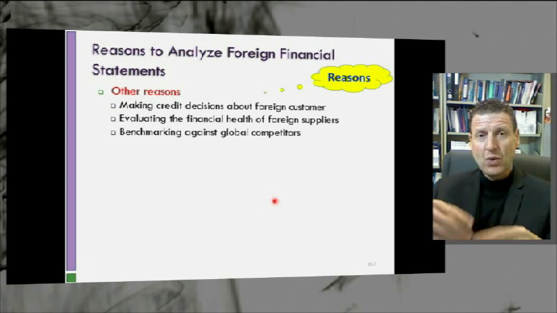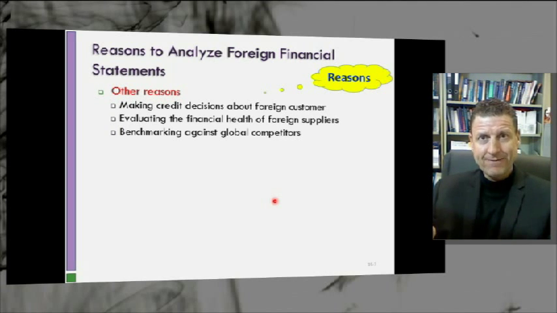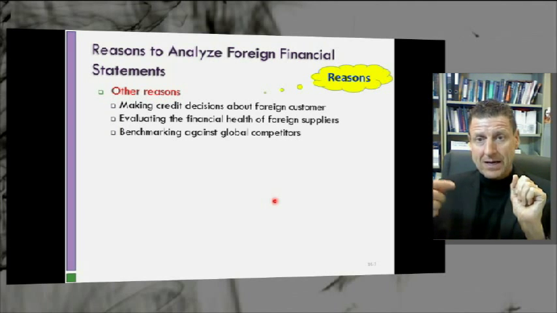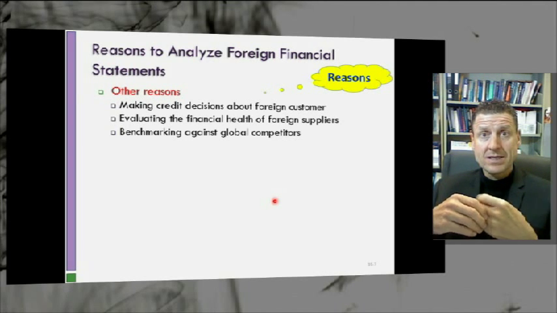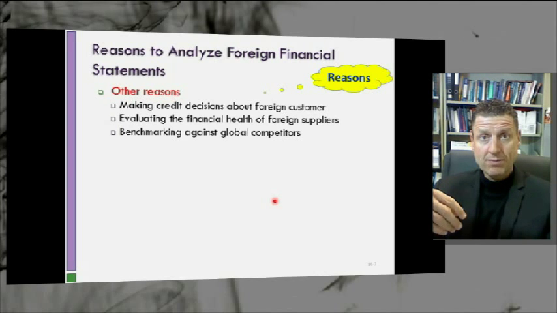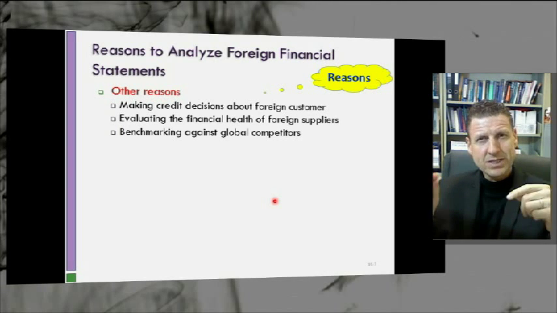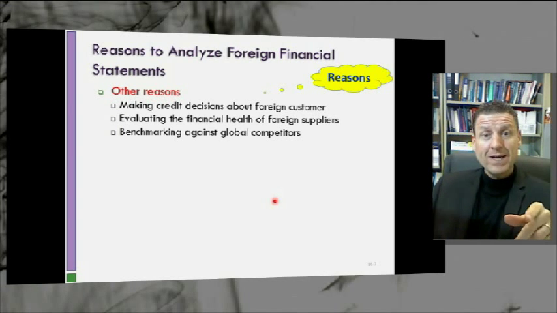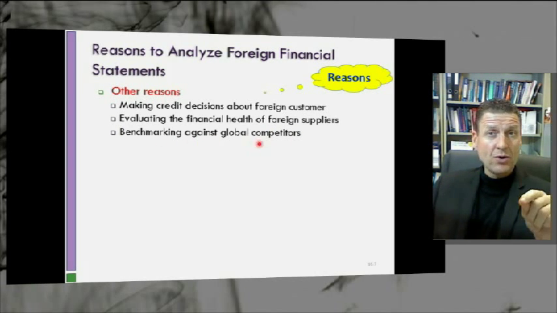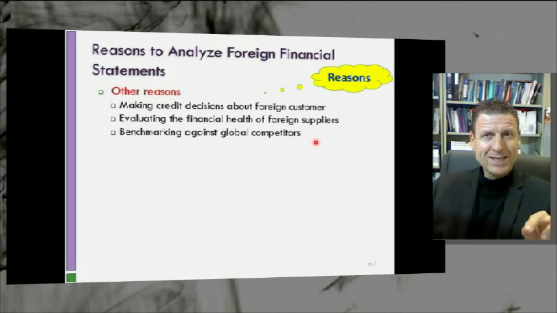The question is, what standards were used to actually create that information? And so you may need that information so you can make credit decisions about a foreign customer. Maybe you need to decide whether you want to invest with a supplier in China, whether you want to do a joint venture with a supplier in China, or whether you just want to buy from the supplier in China. Well, are they going to be around in 6 months' time, 12 months' time, 18 months' time to supply to you? Evaluating the financial health of foreign suppliers, as I've just mentioned, and benchmarking against global competitors. Yes, benchmarking, it's all about comparisons. You need an apples to apples comparison.